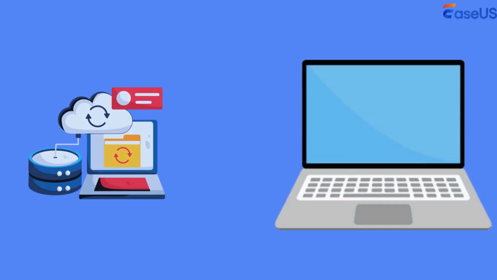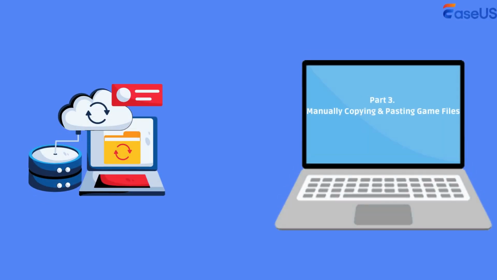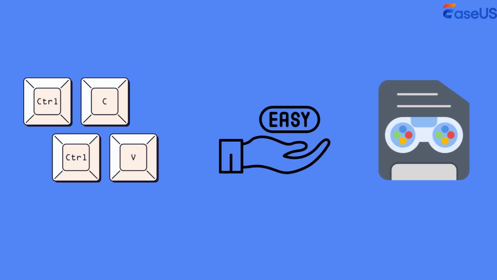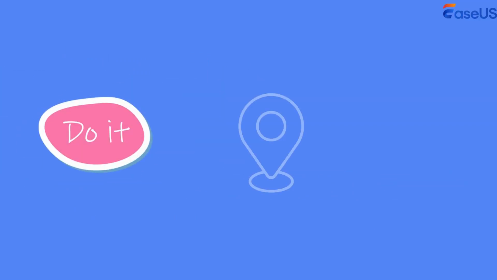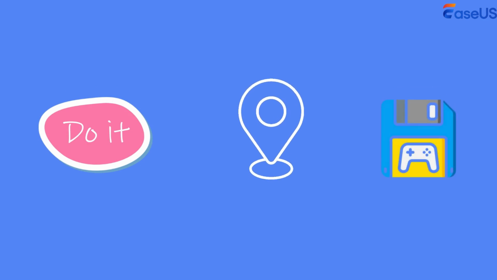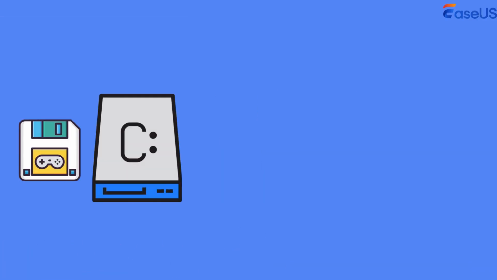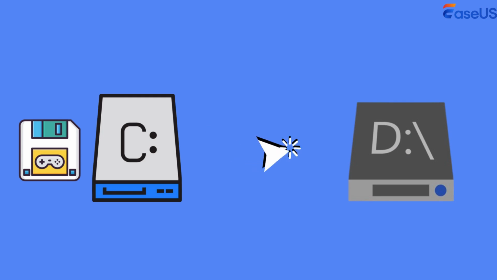Part 3. Manually copying and pasting game files. Manual copy and paste is a very easy way to backup game saves. To do this task, you need to know the game save file location. The following are some common locations in which game save files are stored. Just find your game save files, copy and paste them to another safe location.